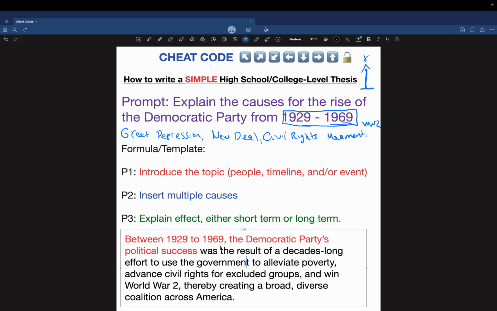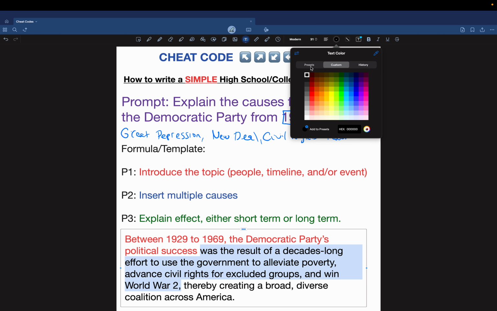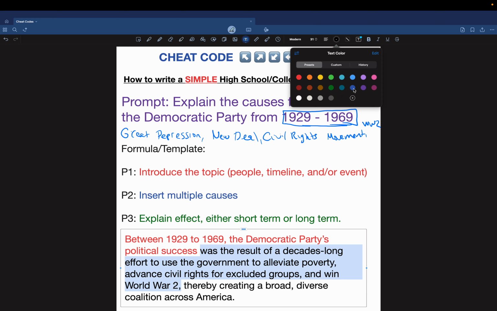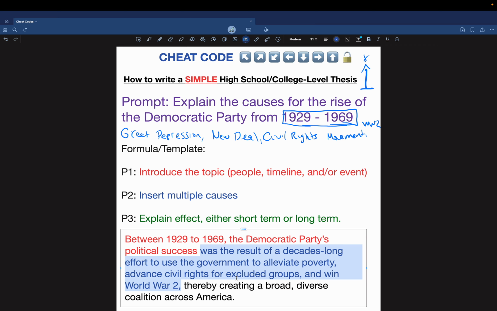Was the result of, so what are the causes? Was the result of a decades-long effort to use the government to alleviate poverty, advance civil rights for excluded groups, and win World War II. Those are my multiple causes. And again, this should be enough for a high school and college level thesis. This is on the simple side, but it should work.